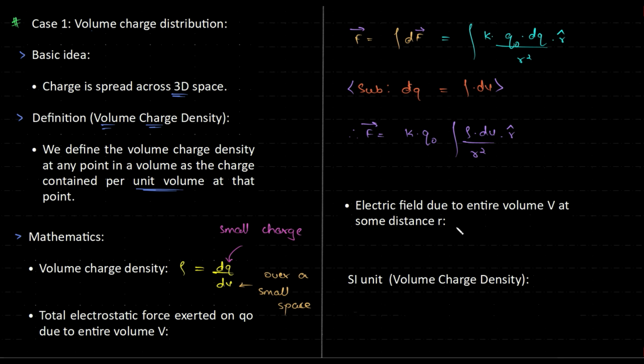And obviously, your electrostatic force will also change. Not electrostatic force, my bad. Electric field will also change. Here Q is 1, and it will change to this. Now, what is the SI unit of volume charge density? Can you guess? Coulomb per meter cube, yes. Does it make sense?